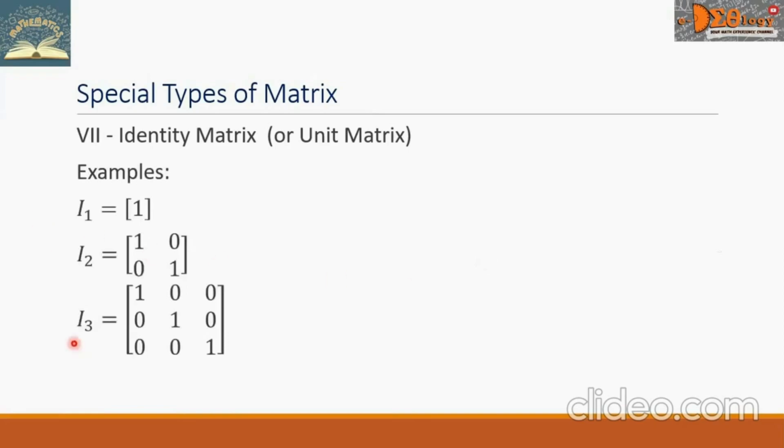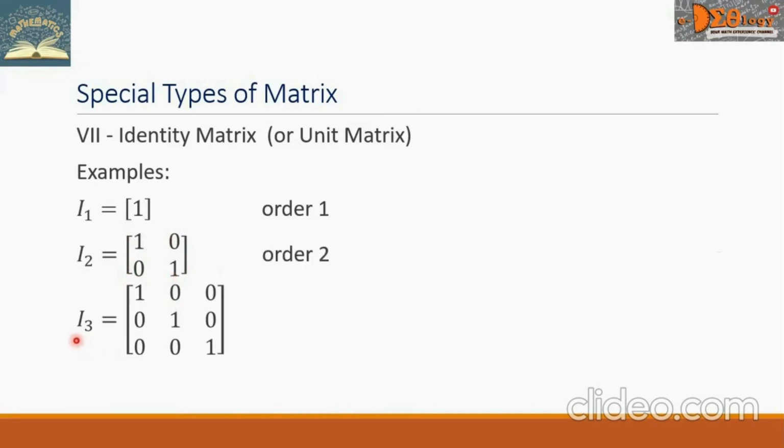We have here three examples. I sub 1 is equal to the matrix with only one element, which is 1. And this is of order 1. Second example, I sub 2 is equal to the square matrix 1, 0, 0, 1 respectively. The elements in the main diagonal are all 1. The remaining elements are zeros. And this is of order 2.